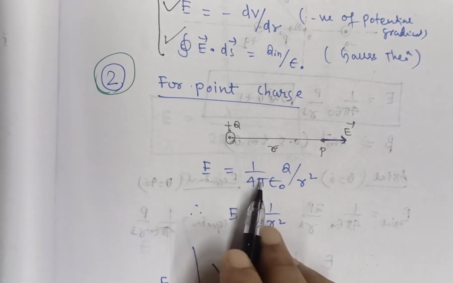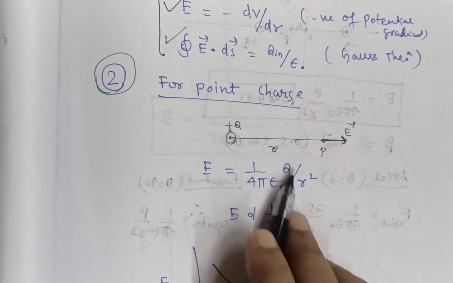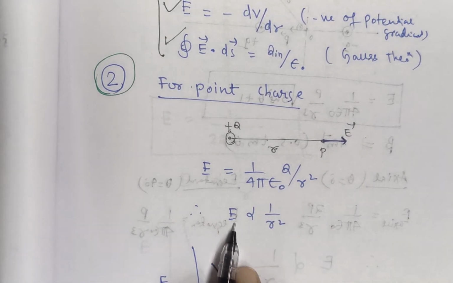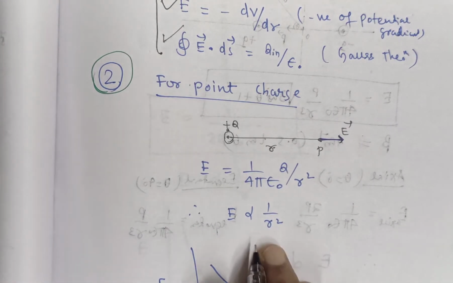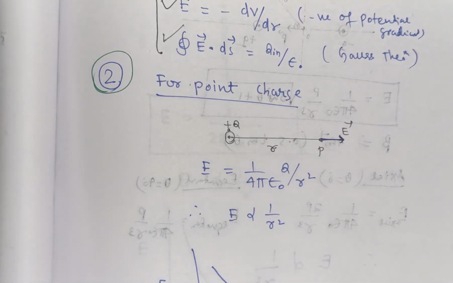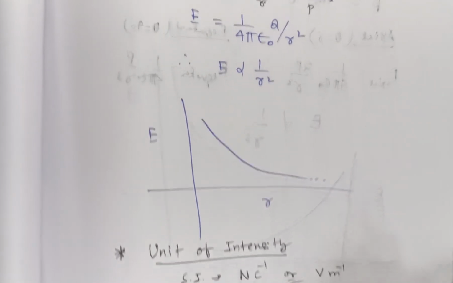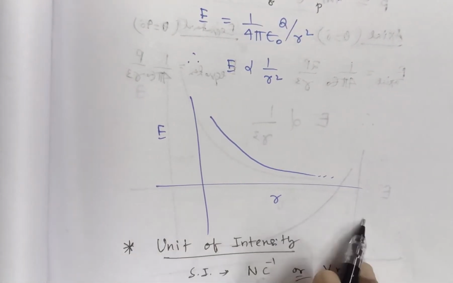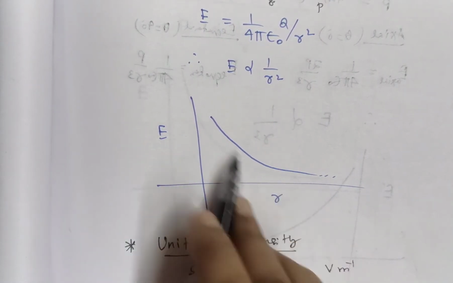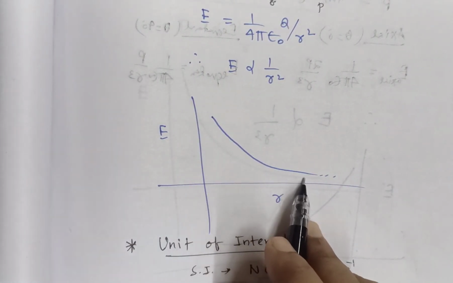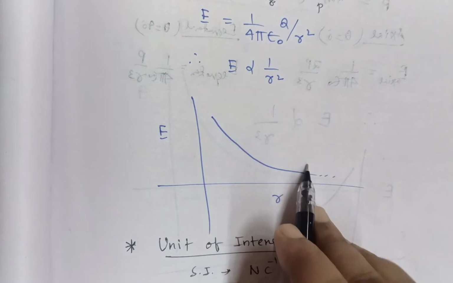Intensity formula in SI system is 1 by 4 pi epsilon 0 Q by R square, and here you see E is proportional to 1 by R square, that means E is proportional to R to the power minus 2. So your graph nature will be hyperbolic. With increasing distance the variation of E decreases in a curved line, not in a straight line. So you should remember the formula and the graph.